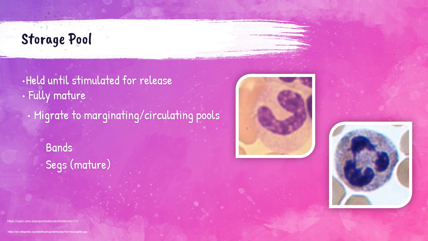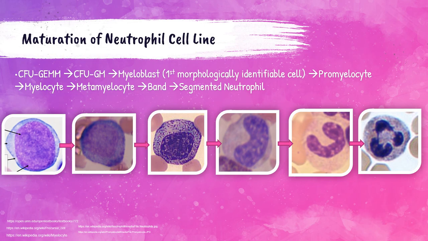Now the storage pool is where cells are held until stimulated for release from the bone marrow into the peripheral blood. So these are fully mature and when released migrate to the marginating and circulating pools in the peripheral bloodstream. So these cells are bands and segmented, also called segs. So this is a band and this is a segmented, right? So again, once we talk about these particular cells, feel free to return to the slide and take a look at them. So this slide is super awesome and super important.